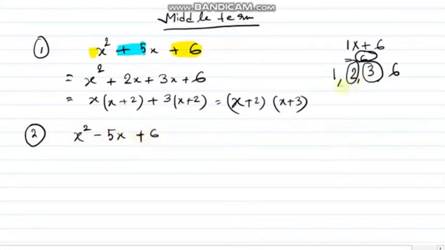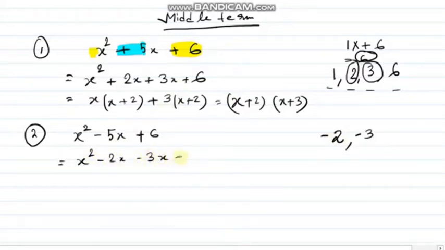Next one, same thing I am doing, just I am taking it as minus 5x. So factors will remain 1, 2, 3, 6. But how to write this as minus 5? 2 plus 3 will be plus 5. But if I take the terms as minus 2 and minus 3, what is the product of minus 2 and minus 3? That is plus 6. And if I add them, I will get minus 5. So it will be x square minus 2x minus 3x plus 6.